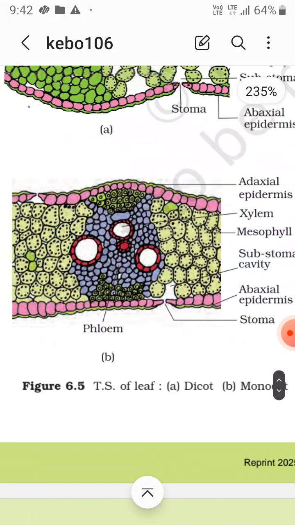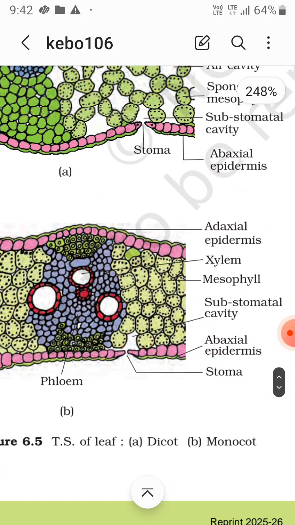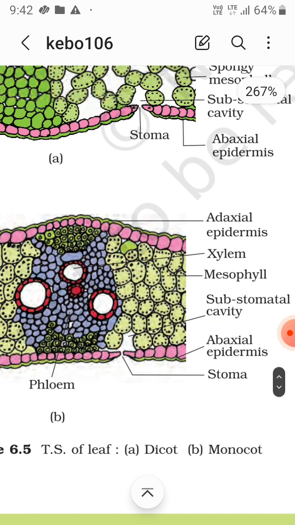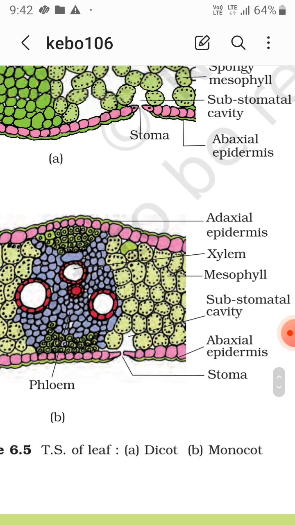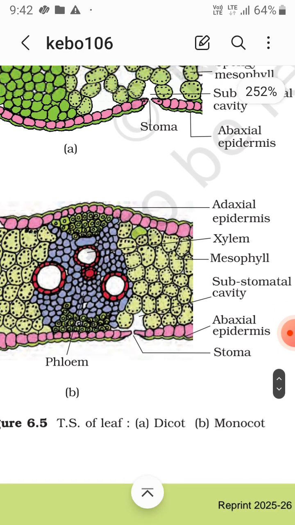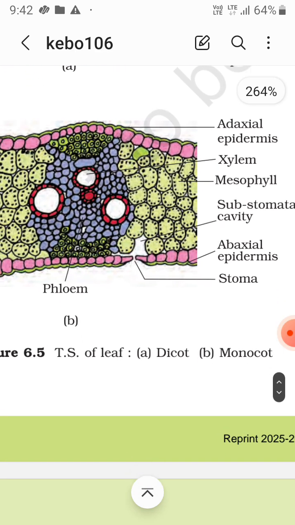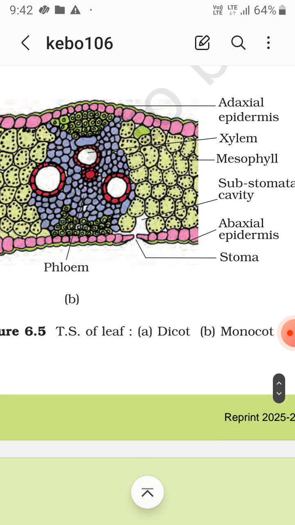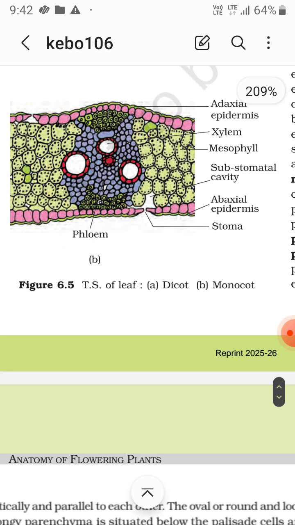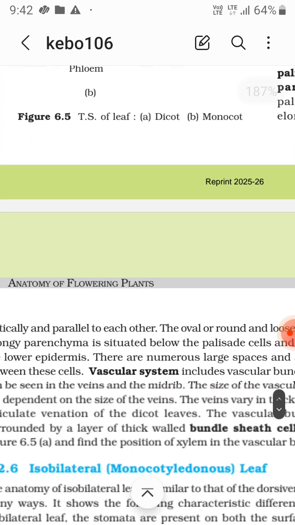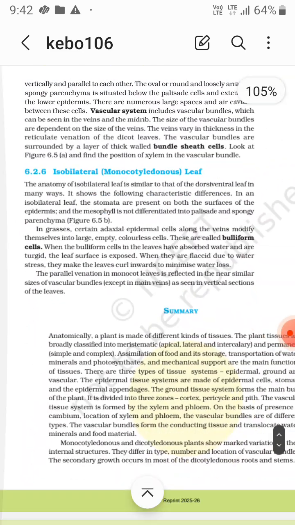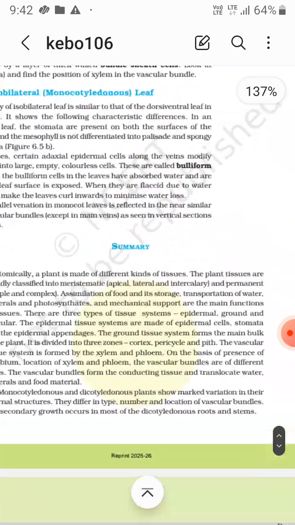And then the monocot leaf: adaxial epidermis on the upper surface, then the mesophyll, and in the middle the xylem. Then there is the substomatal cavity, then the abaxial epidermis on the downside, and then the stoma, and the phloem below the xylem. So this is it. Now I think the summary is left.